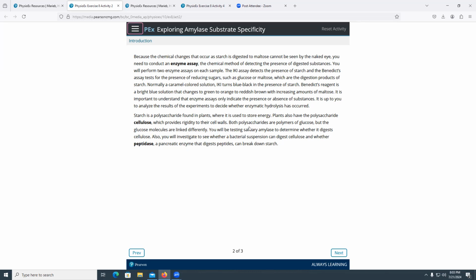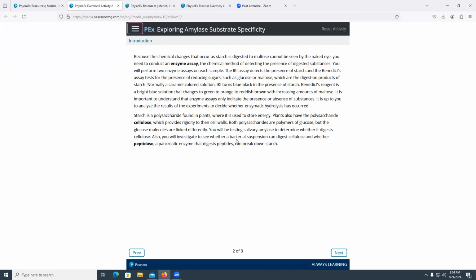You will be testing salivary amylase, also known as lingual amylase, because salivary means it is part of saliva. But where is saliva coming from? It's coming from the lingual gland. So that is salivary amylase, secreted by the lingual gland. You will determine whether or not it digests cellulose. We know amylase is strong enough to break down starch into maltose and maltotriose. But now we're going to be testing whether or not salivary amylase is able to break down cellulose. And obviously it will not, but we will test later on if bacteria is able to break it down.